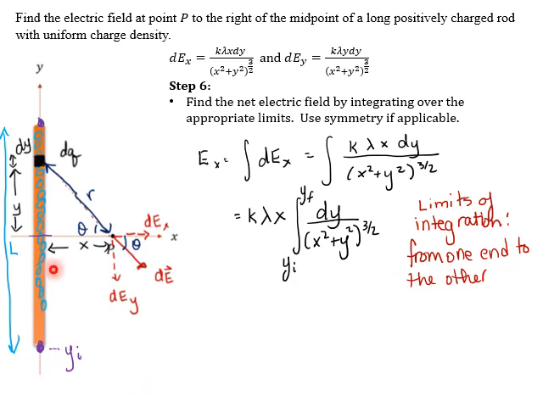So y initial is at the bottom half of the rod. The middle of the rod is 0, so this bottom end is at minus L over 2. Y initial equals negative L over 2. Y final, where we'll stop, that'll be at the top of the rod. The top of the rod is halfway above, it's half the rod. So the top of the rod is at a position of y final equals plus L over 2. So this is y final.